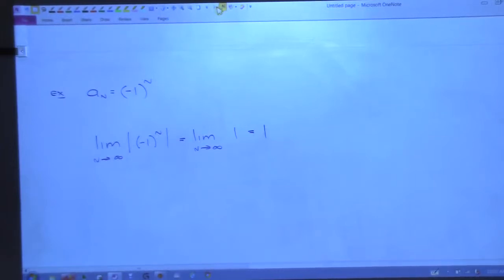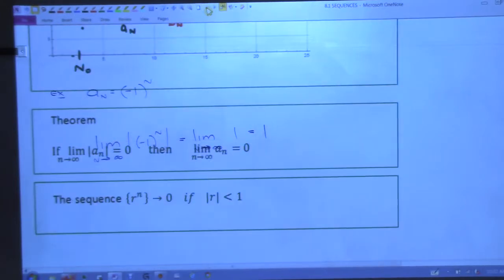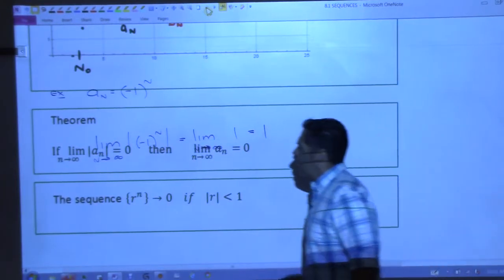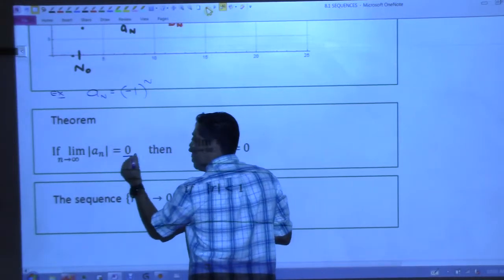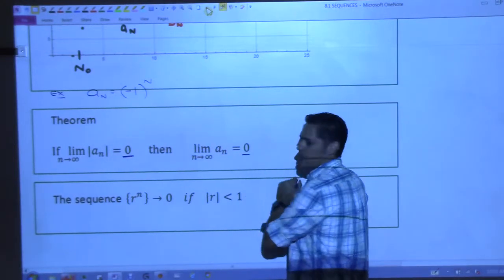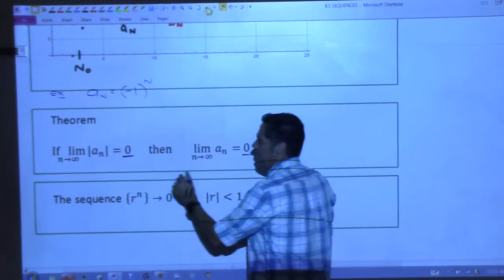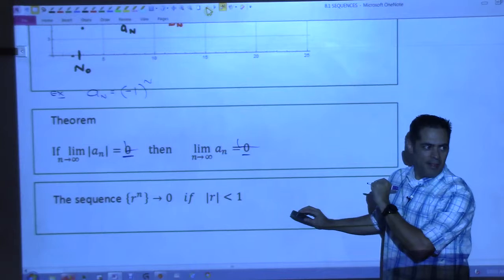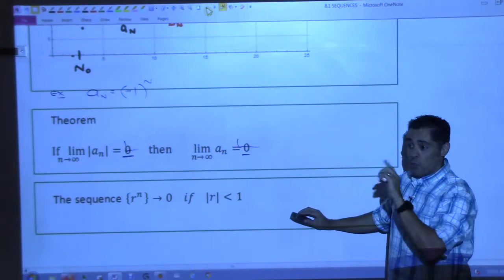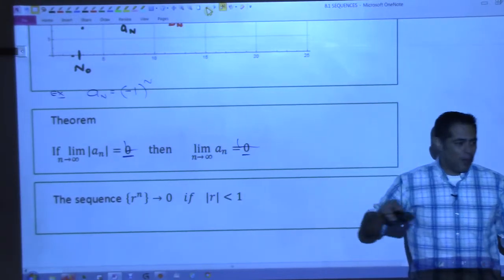Read the theorem. You must be careful with theorems. The theorem says very explicitly that if you take the absolute value of the sequence and take the limit and get 0, then the answer is 0. This theorem does not say if you get L, then the answer is L. So because that limit was 1, this theorem does not apply.